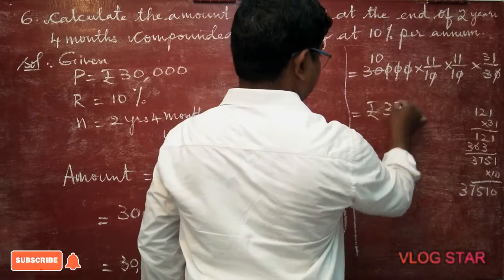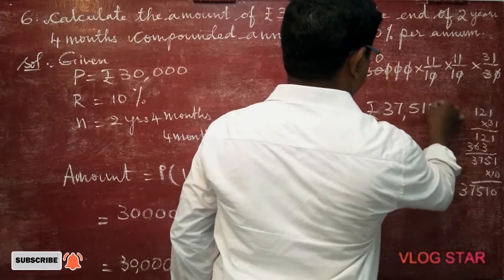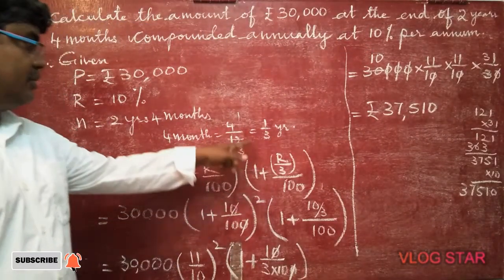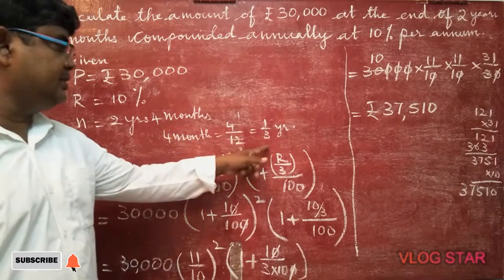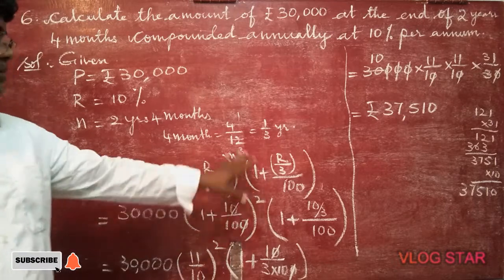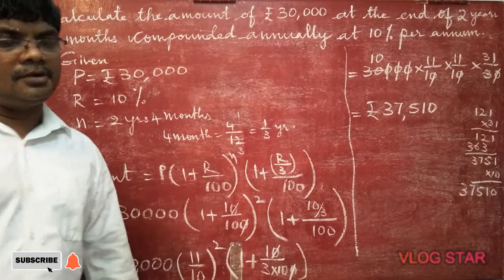Rupees 37,510. So this is the way of solving. Be careful. You have to convert months into years, and that rate you have to take 1/3, means R by 3. If you remember this one, you can solve this problem.